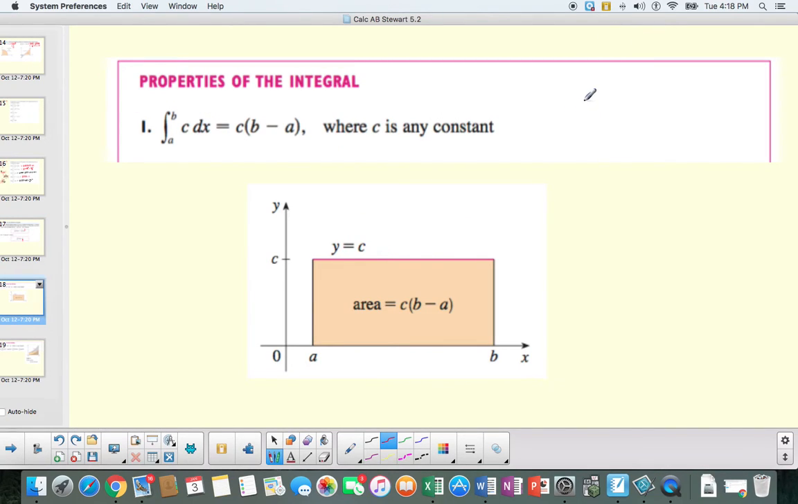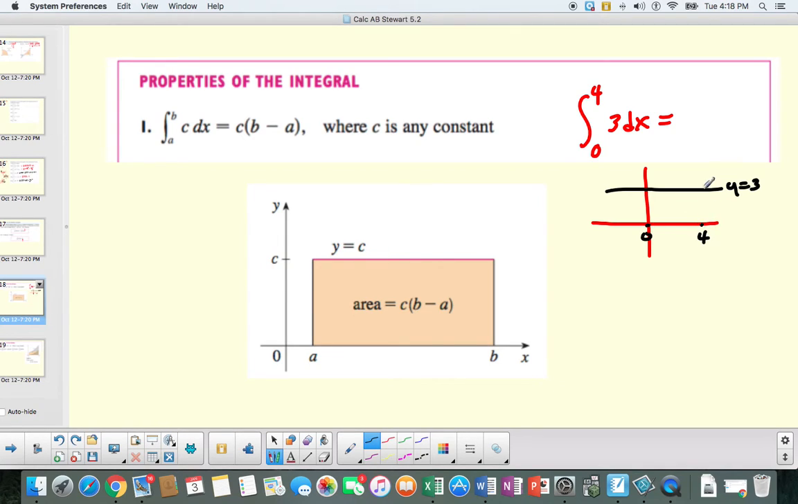Let's take a look at this example. It might be easier if we do a number example, like from 0 to 4 of 3 dx. Now, the 3 is telling me that the function is 3, so y equal to 3, and I'm going from 0 to 4, and I'm trying to find the area of this rectangle. So that answer will be 3 times 4, which is equal to 12. That's what this property is saying.